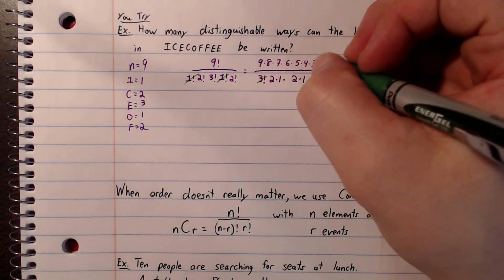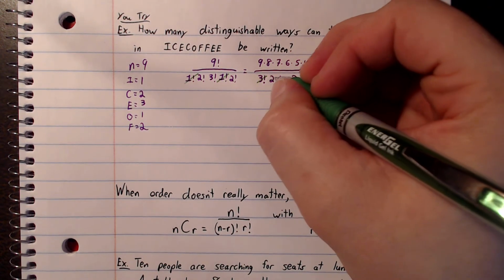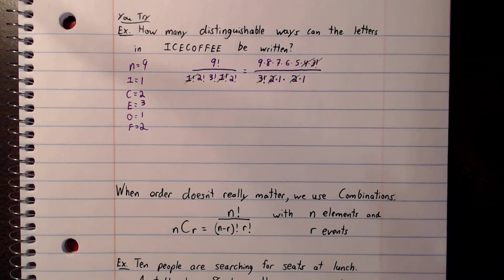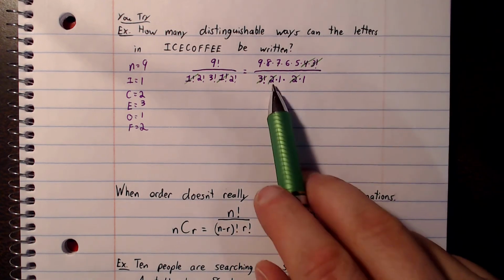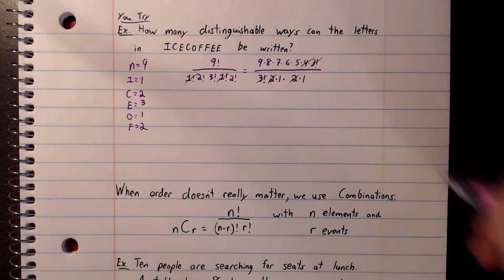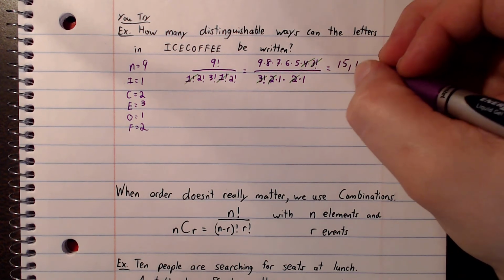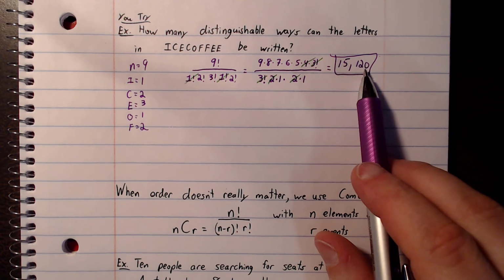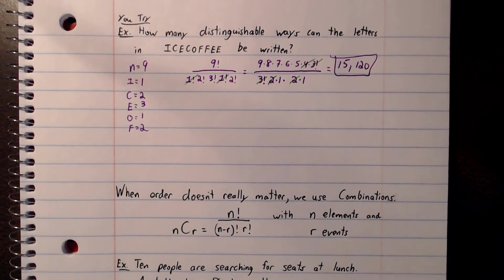The 3 factorials, those go. 2 times 2 is 4, so the 2's and the 4's go. So I'm multiplying 9 times 8 times 7 times 6 times 5 divided by, that's just going to be 1. If I multiply all those on top, we get 15,120. So there's 15,120 distinguishable ways that you can rearrange the letters in iced coffee.